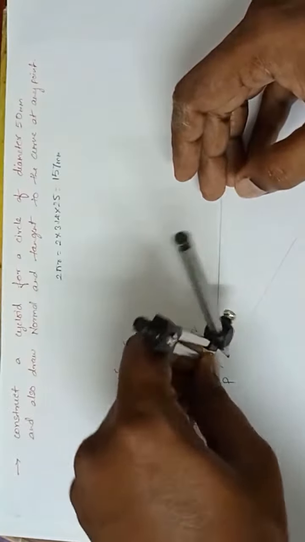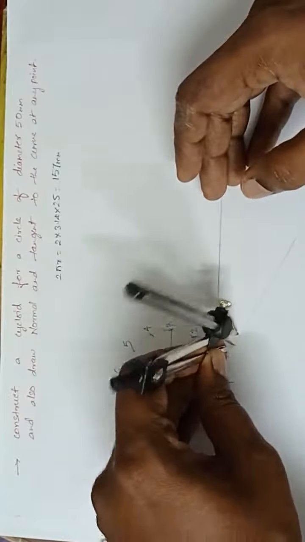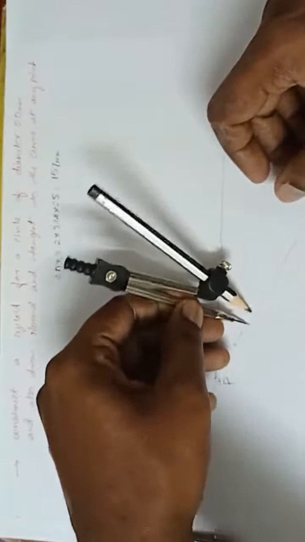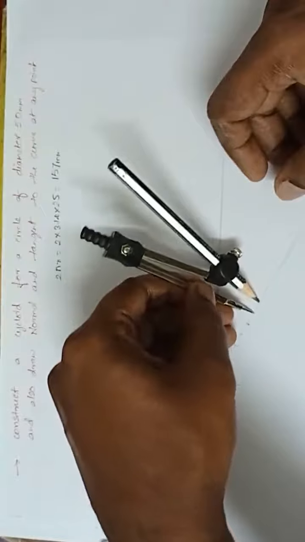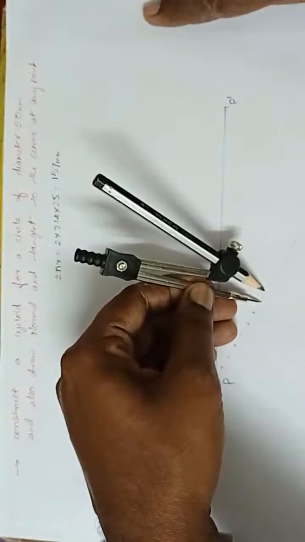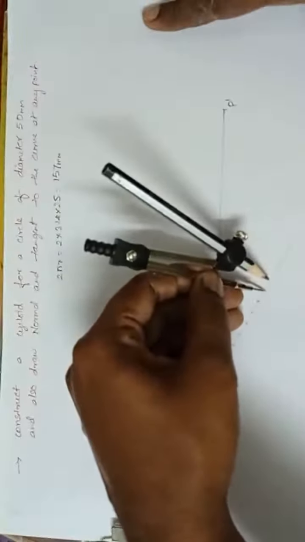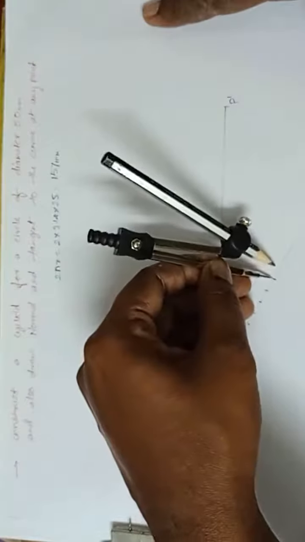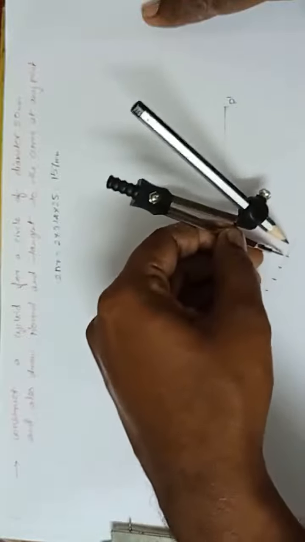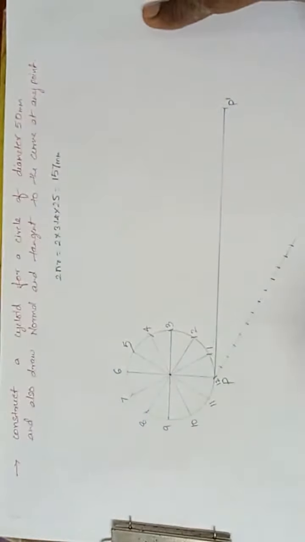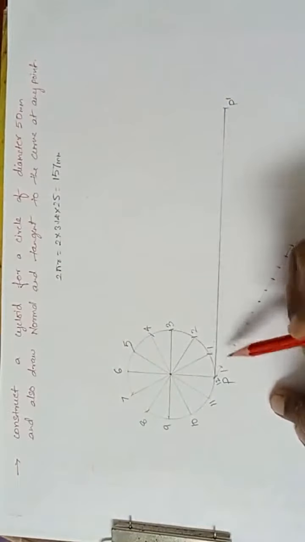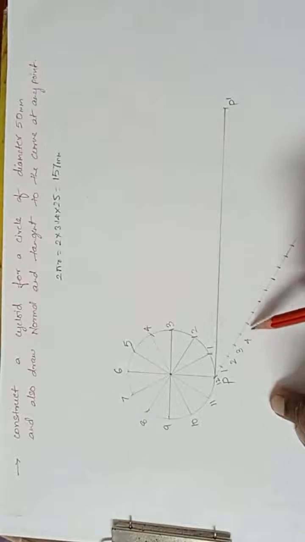Now this is 1, okay, 2, 3, 4, 5, okay, this is 6, 7, 8, 9, 10, 11, and 12, and immediately name them. That is, this is 1, 2, 3, 4, 5, 6, 7, 8, 9, 10, 11, and 12.